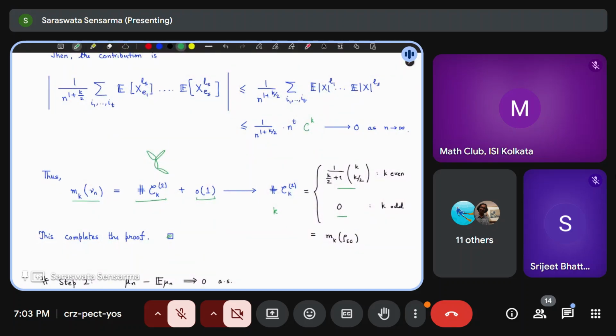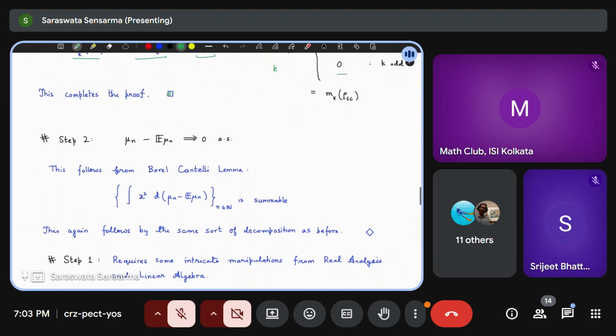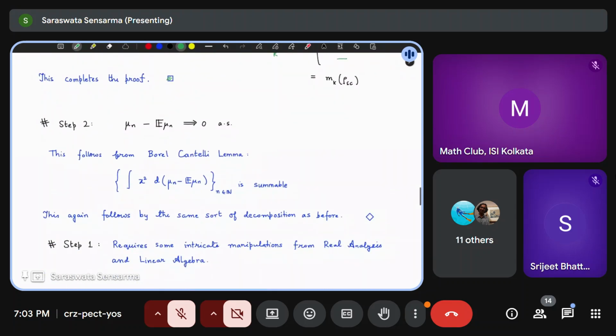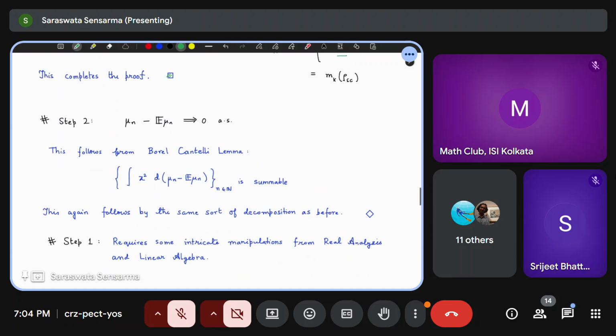So we have shown that all the moments converge to these Catalan numbers, and hence the distribution must converge to the semicircle law. Okay. Step 2, I don't really want to talk about step 2 or step 1 because those are standard analysis things. You use the Borel-Cantelli lemma, you use some tricks from real analysis, linear algebra, and that would be done. Okay. So yeah, that is the proof of the semicircle law.